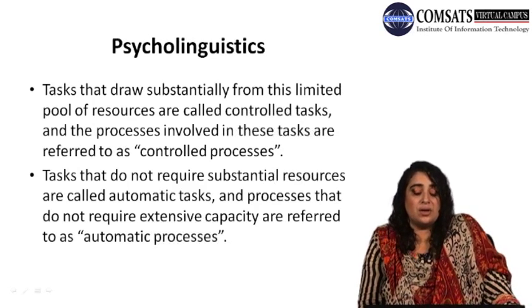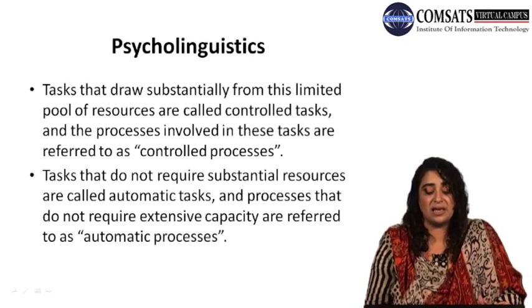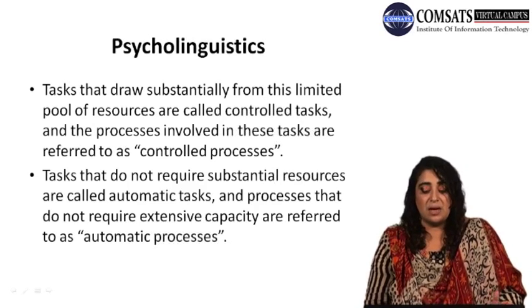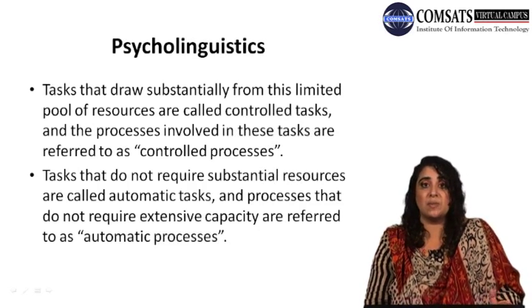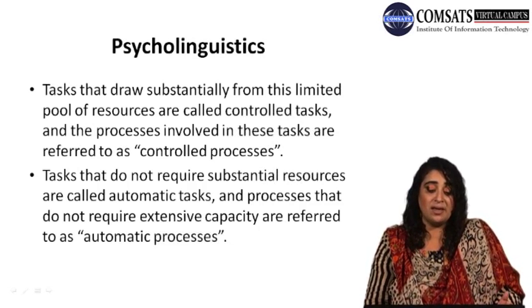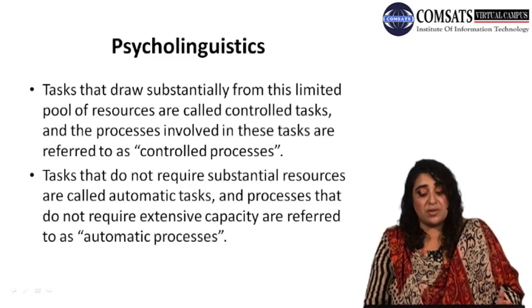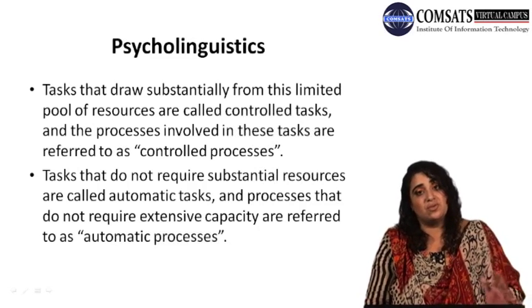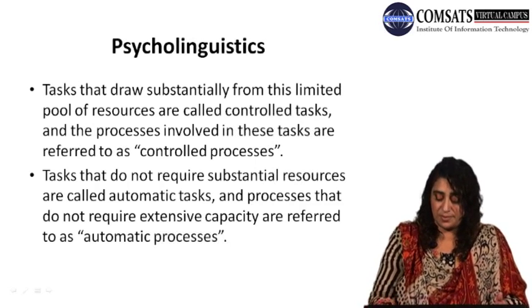Now tasks that do not require substantial resources are called automatic tasks. Ab jisme substantial resources ki zarurat nahi hai wo automatic tasks honge, and processes that do not require extensive capacity are referred to as automatic processes. So something that we would do just automatically. So aise task jinko substantial resources required nahi hai unko hum automatic task kahenge, and processes that do not require extensive capacity, jinko zyada capacity nahi chahiye, they are referred to as automatic processes.